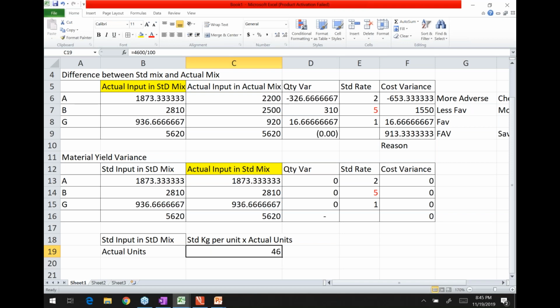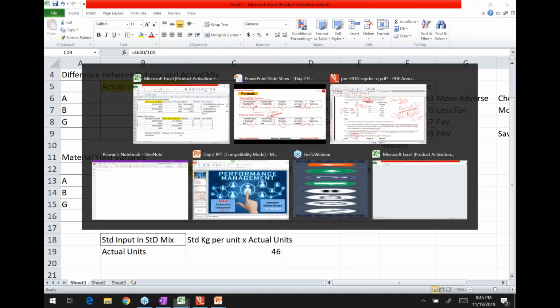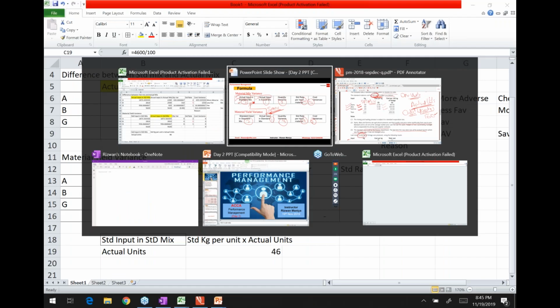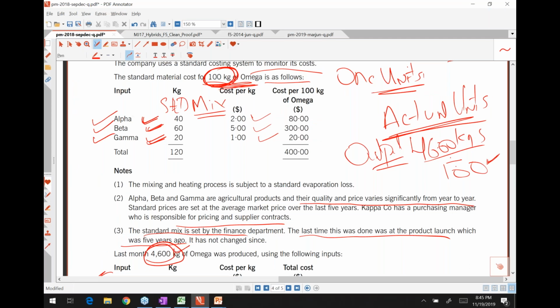Actual units. Yeah, you can work out yield total method as well, but just wait for a minute and see how quickly I can work out this. Okay, so 4600 is the actual output that I worked out for this question, and this is simple. Actual is 4600, and 1 unit requires 100 kg of output. So keeping this in mind, 46 units is what we have made.